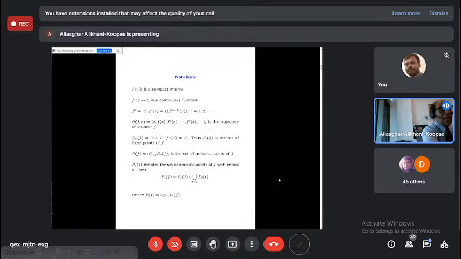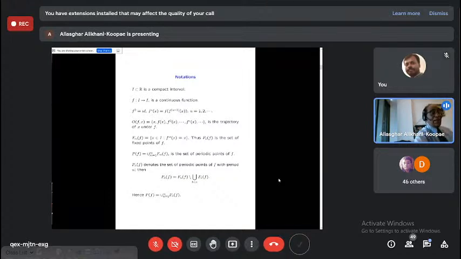It turns out that the dynamics of a real function is completely determined by the structure of the omega limit set, which is nothing more than the cluster set of the sequence. Here is the notation. I is the compact interval, sometimes [0,1], the unit interval. f from I to I is a continuous function. f⁰ is the identity. fⁿ is the composition of the function f, n times. The orbit of x under f is x, f(x), f²(x), and so on. This is the trajectory of x under f.